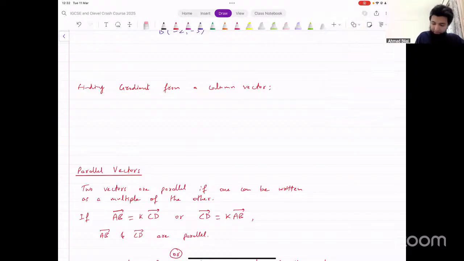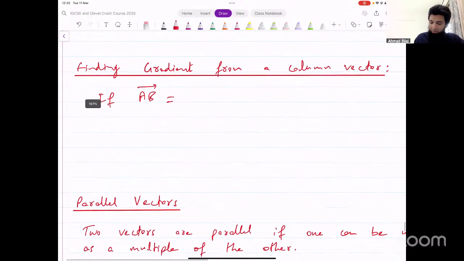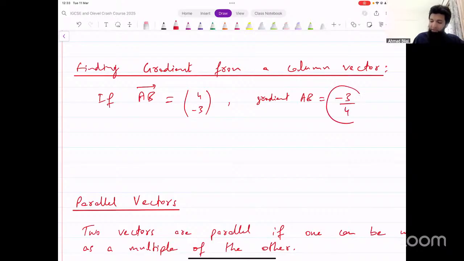So let's say vector AB is equal to (4, -3). Then the gradient of AB would just be the y component divided by the x component, right? Because the y component gives you the change in y, and the x component gives you the change in x. So the gradient of AB would be -3 divided by 4. That will be the gradient of AB.